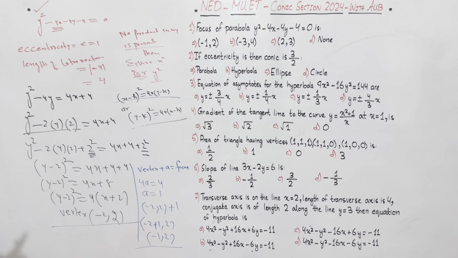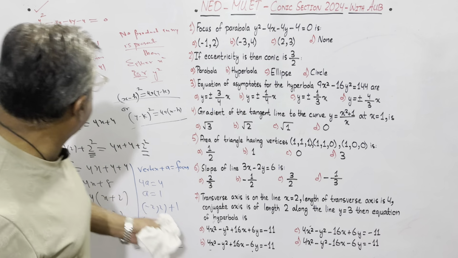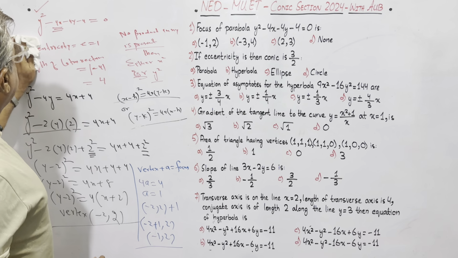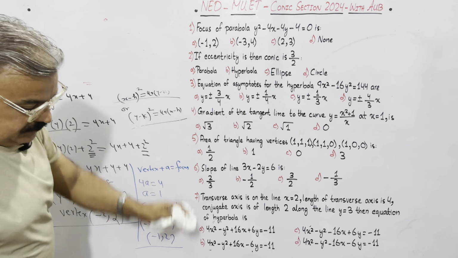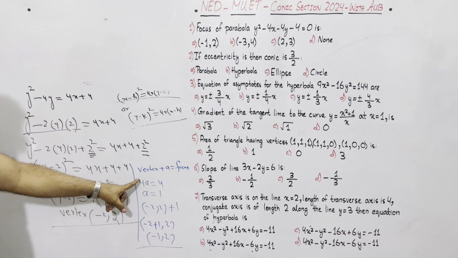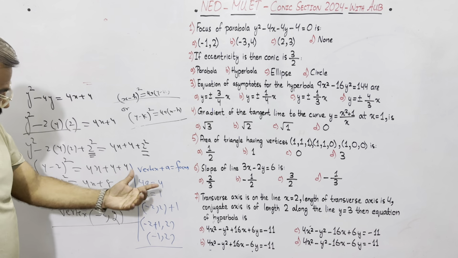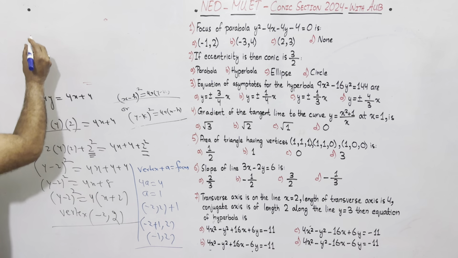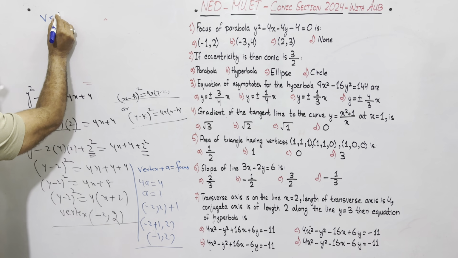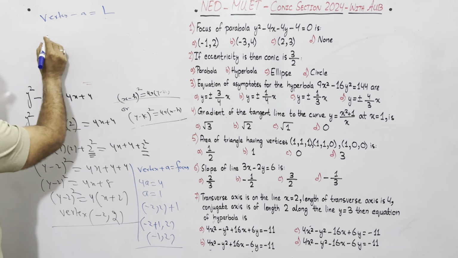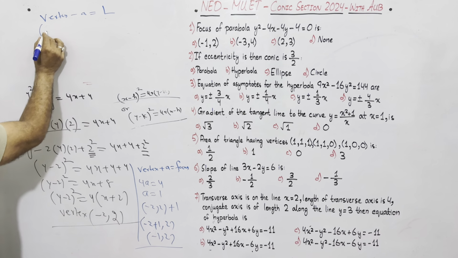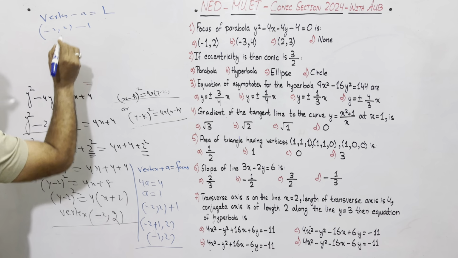We can easily find the directrix as well. Let me manage some space for myself. Vertex plus a is equal to focus. I write in words, and the directrix is given by vertex minus a. Vertex minus a is equal to directrix. Directrix is denoted by L. We have the vertex, that's minus 2, 2, and the value of a is 1.